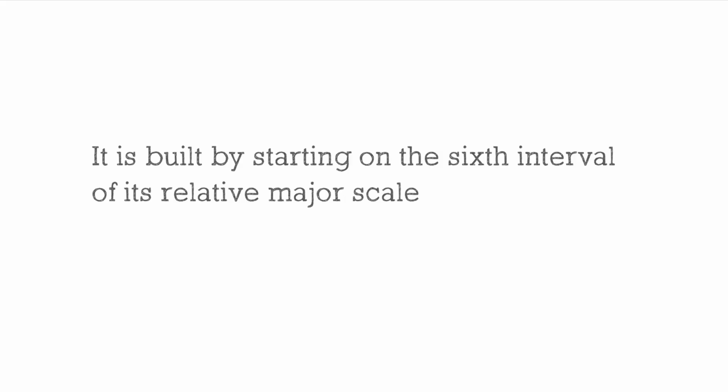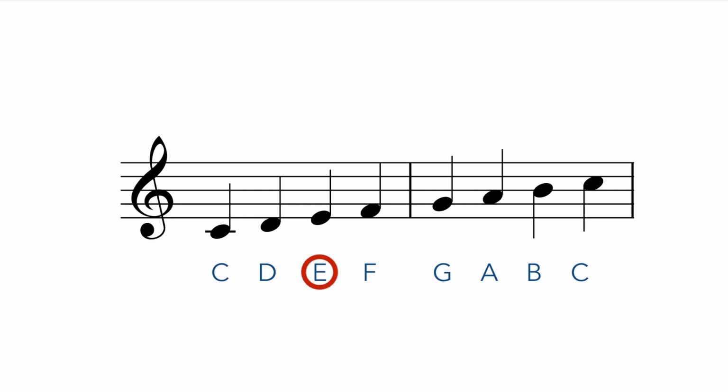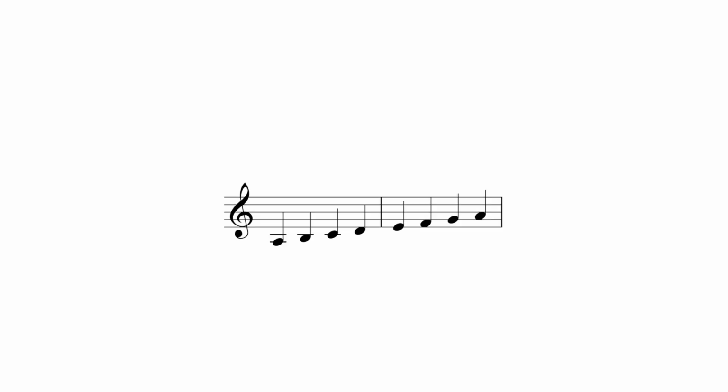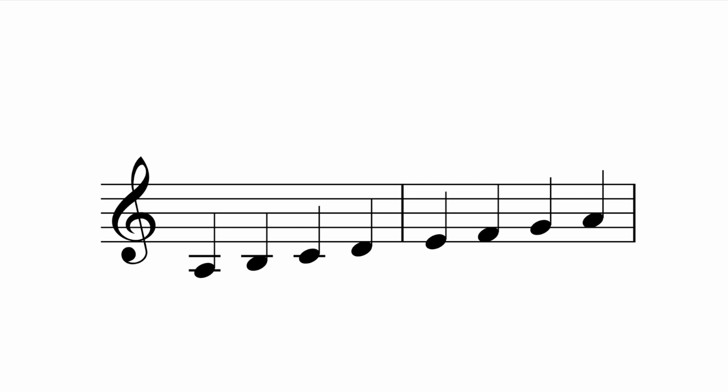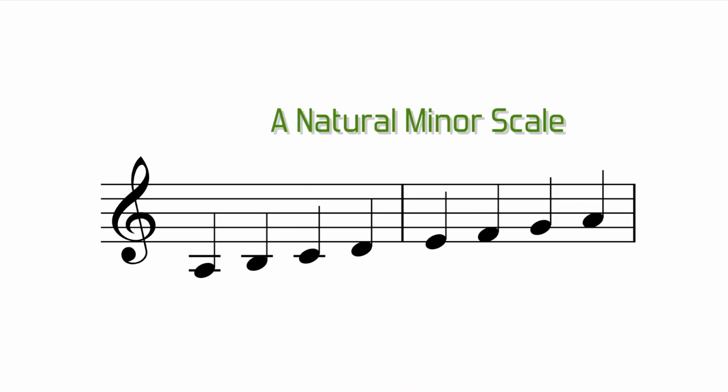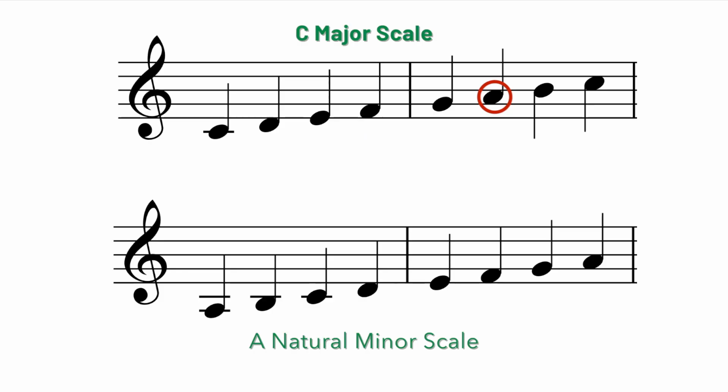Natural minor scale is built by starting on the sixth interval of its relative major scale. For instance, the sixth interval of C major scale is A. If we expand this note A as the starting note for a new scale, it becomes the A natural minor scale. The notes are A, B, C, D, E, F, G, and A. Due to this relation, natural scale is often known as relative minor scale.